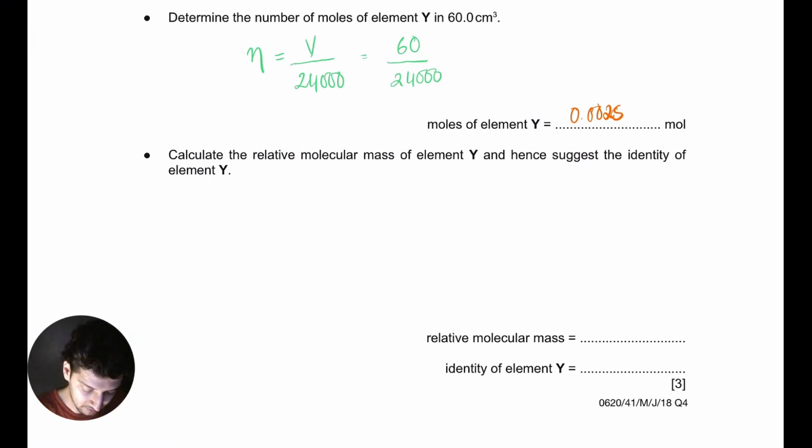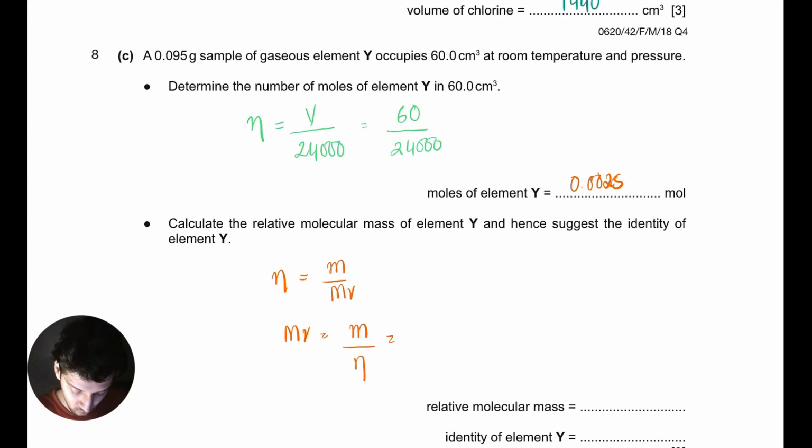Calculate the relative molecular mass. How do I do that? The only equation I know for the relative molecular mass is mass over MR, but I need two of these things given to me. The mass was given to me. The question is, how do I get the moles? MR equals the mass over the moles, which is 0.095 divided by 0.0025, and I get 38.